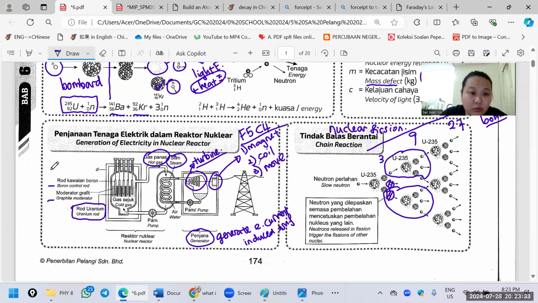Okay, so now actually boron will absorb excess neutrons.